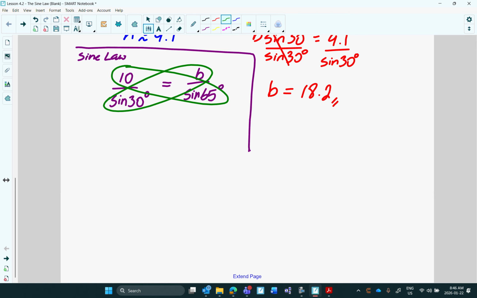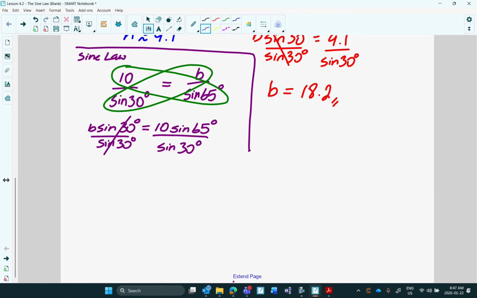When we have a single fraction on each side in an equation, the product of the diagonals will equal each other. So b times sine 30 will equal 10 times sine 65. And the fractions are clear. How do I get b by itself? Divide by sine 30.